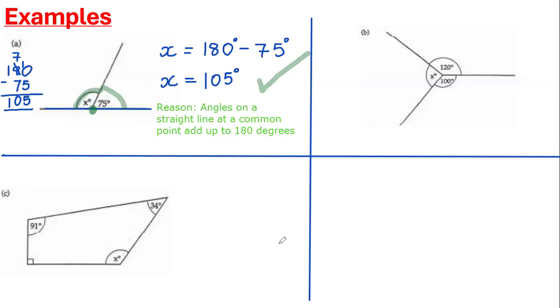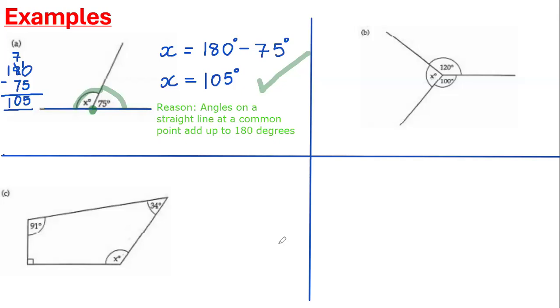140. I get 140. Tavana? I wish I could see the chat because this is very impressive, Tavana. Very, very impressive. Thank you. So x is 140 degrees, they tell me.